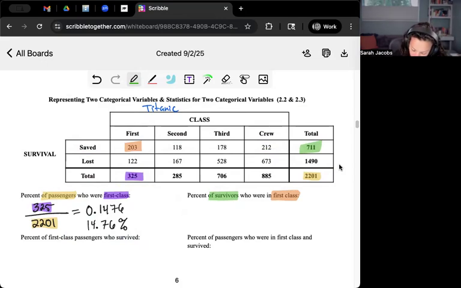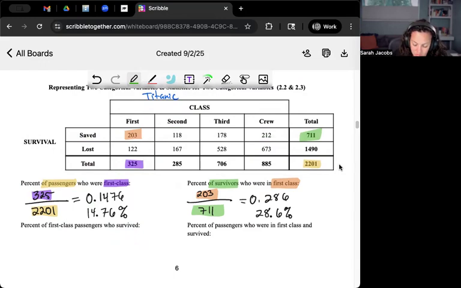Now we make a fraction. So it's survivors who were in first class out of the total number of survivors. And that's going to give us 203 out of 711. When we pop that in our calculators, we don't get a syntax error. We get 0.286, so it's about 28.6%. Starting to feel like maybe first class is overrepresented, but that's okay.